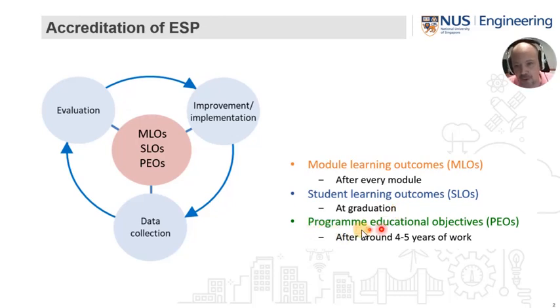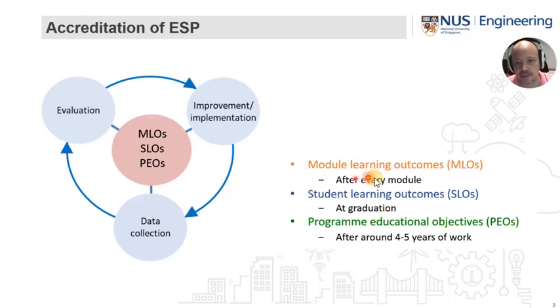Now, the program educational objectives are the skills, attributes, and knowledge you should possess and have achieved around 4 to 5 years after graduation in your professional life. So you can see that the module learning outcomes occur on a semester basis after every module, and all together during your journey in ESP, all the MLOs lead over to the student learning outcomes, and the student learning outcomes then in turn prepare you to achieve the PEOs around 4 to 5 years after graduation.